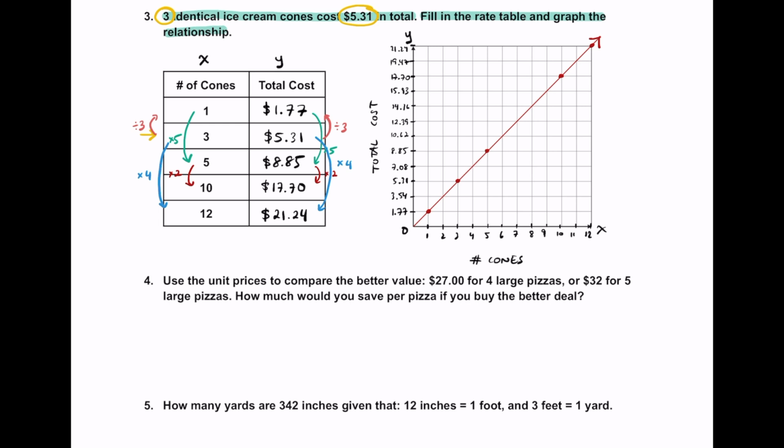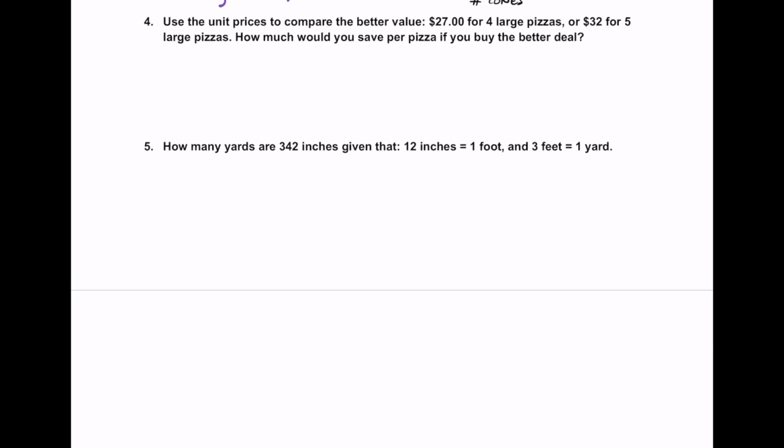Okay. If you wanted to write a linear equation, you could for this. Not totally necessary, but you could say y, or the total cost, is equal to $1.77 per cone, or y is equal to 1.77 times x. Okay. So there's number 3. All right, let's check out number 4.